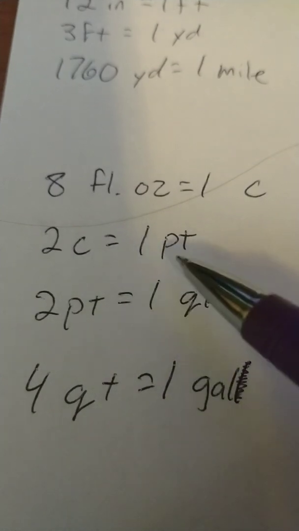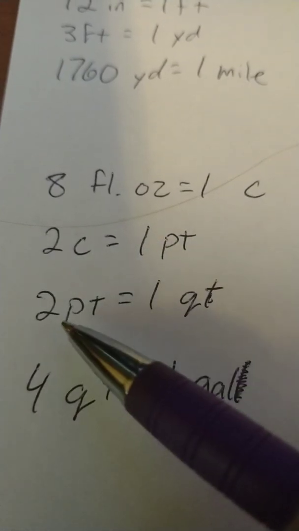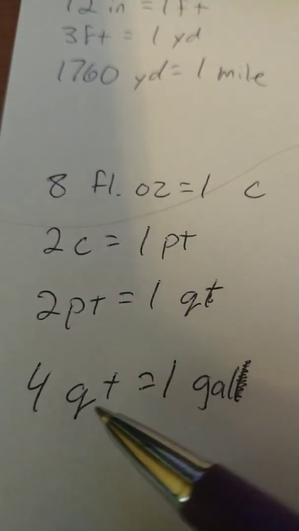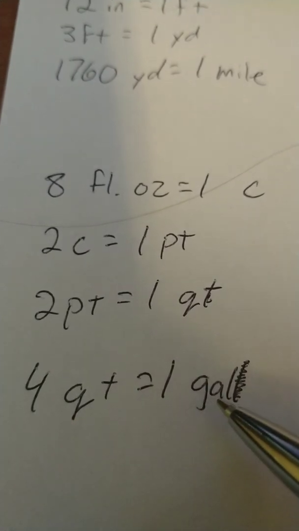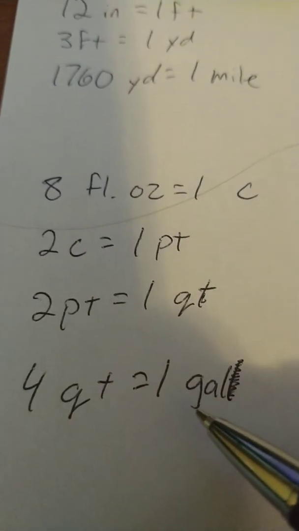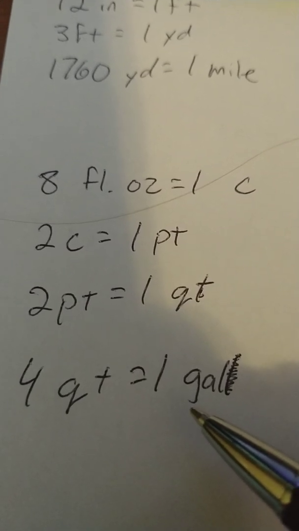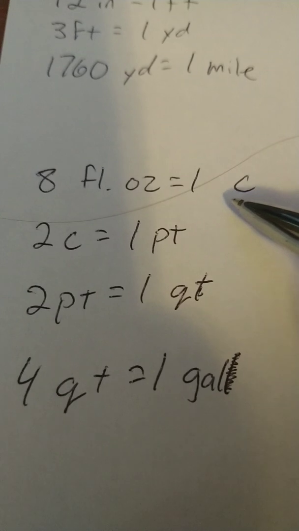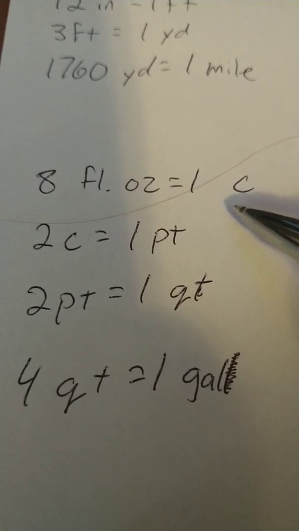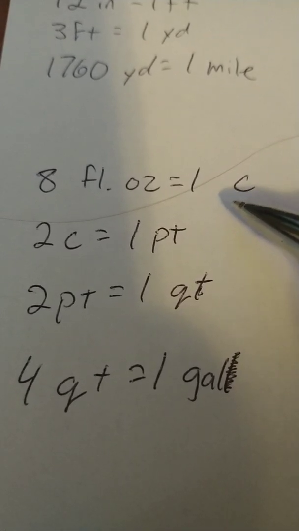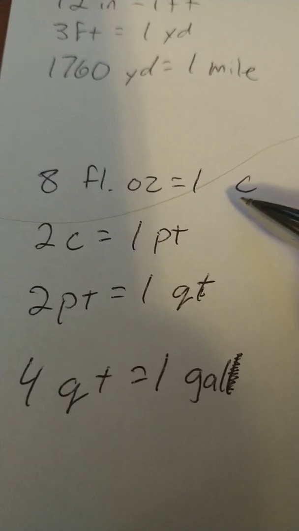2 cups will equal 1 pint. 2 pints will equal 1 quart. 4 quarts will equal 1 gallon. What I like to do when we talk about this is just to have some idea of what we're talking about. Cup, I think you're all familiar with, whether you're making your mac and cheese and you got to measure out the water or whatever. Everyone's pretty familiar with what 1 cup is.